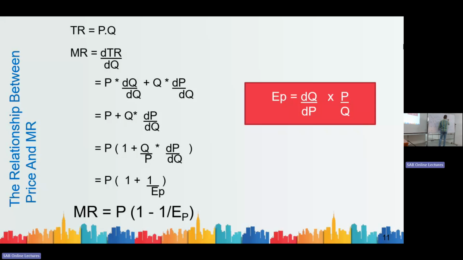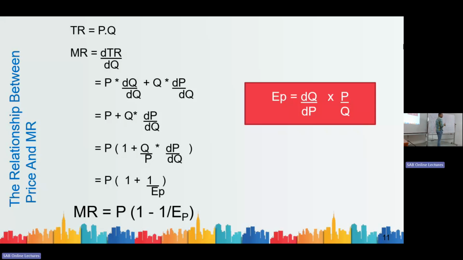Point moves from point A to B. At point A, this is the total revenue, price into quantity, P1 into Q1. At point B, how much is total revenue? P2 into Q2. So this will be the total revenue at point B.